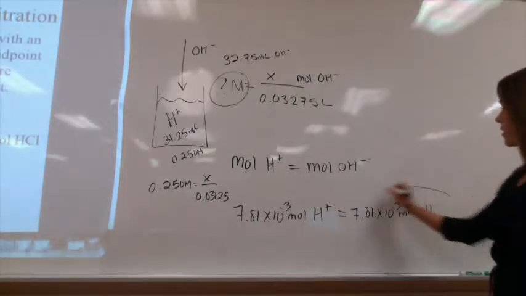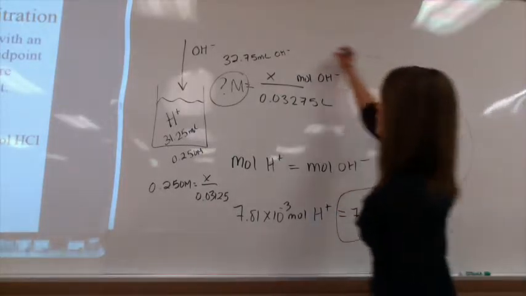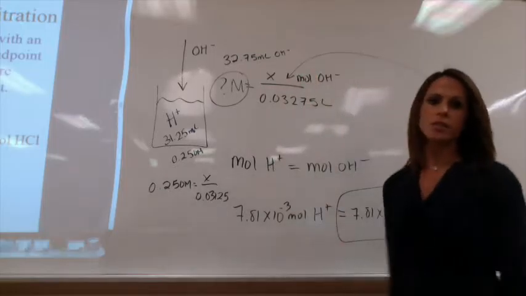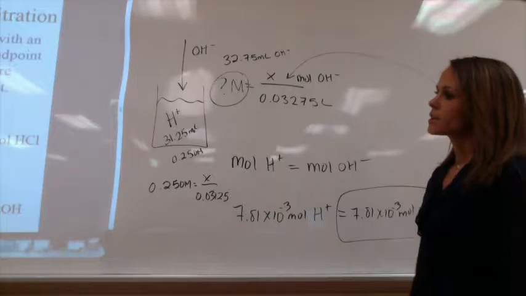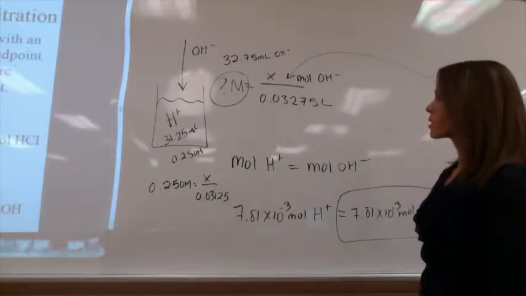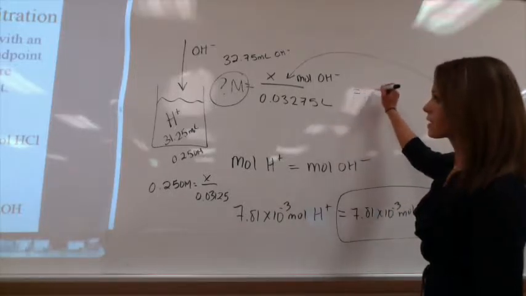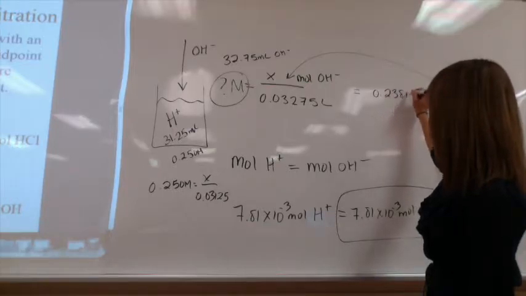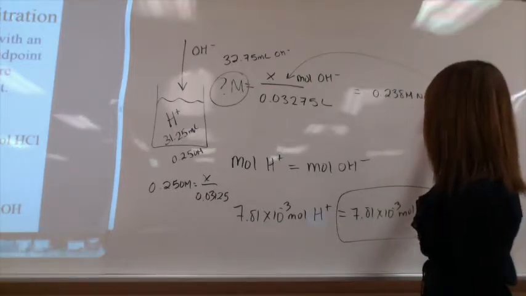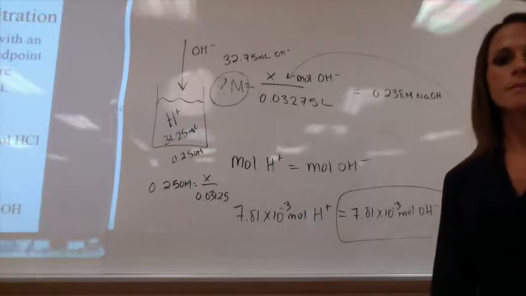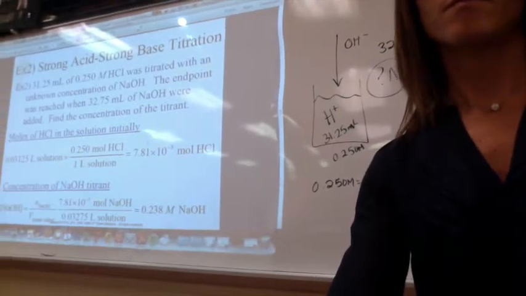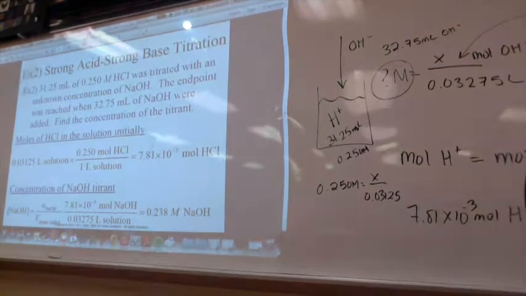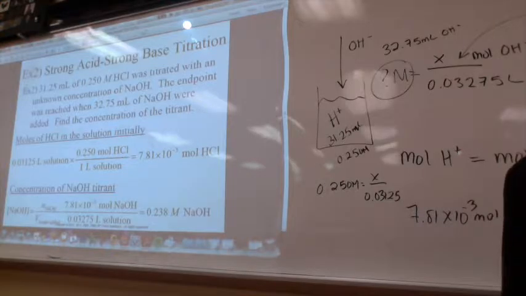So now I'm going to take this number of moles and add it into this equation and just simply solve. So you just divide, and then the new concentration here, once I add that in, is 0.238 molar NaOH. Any questions? Yeah. Yep. Good.